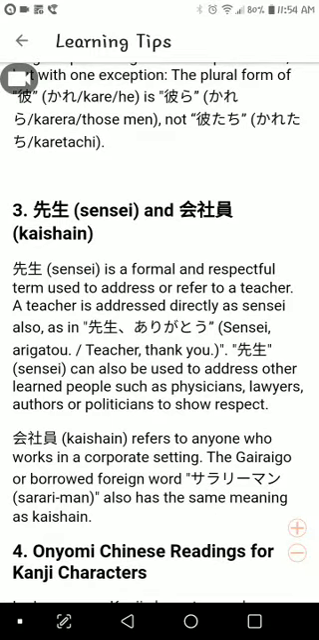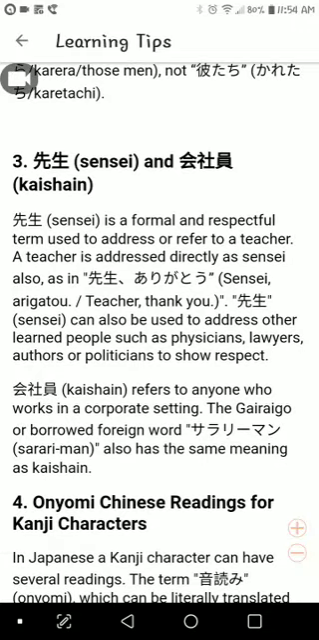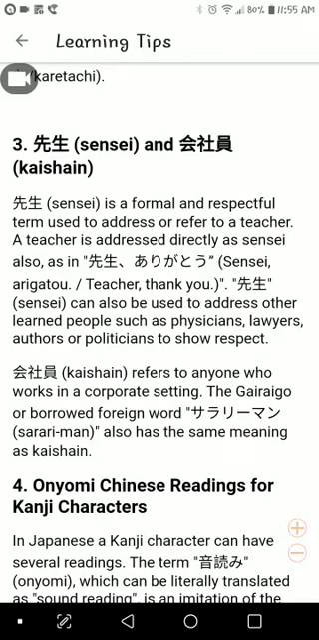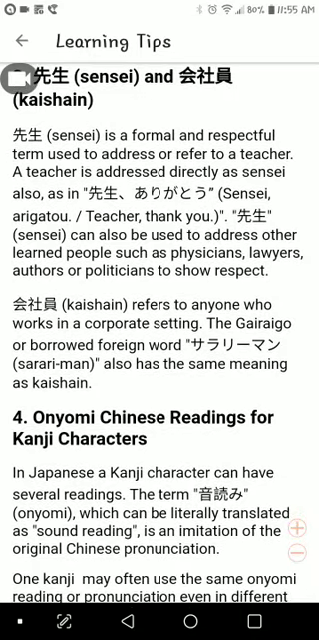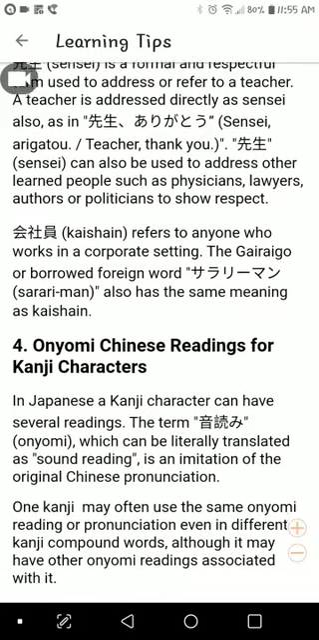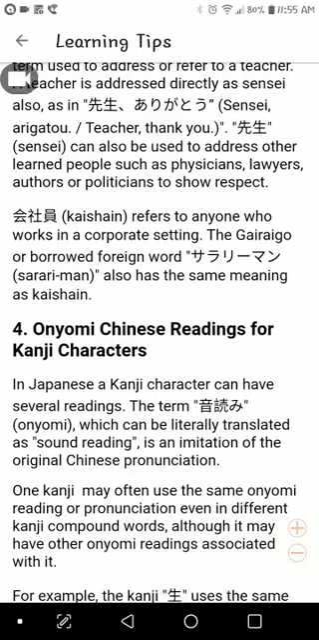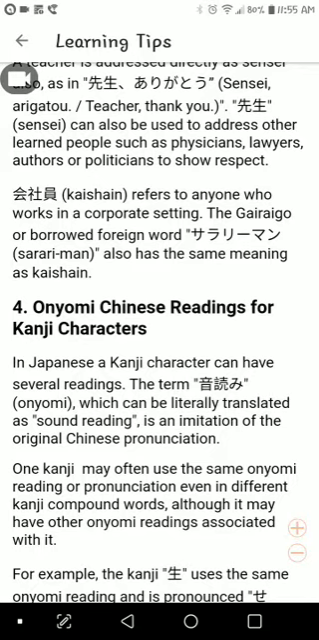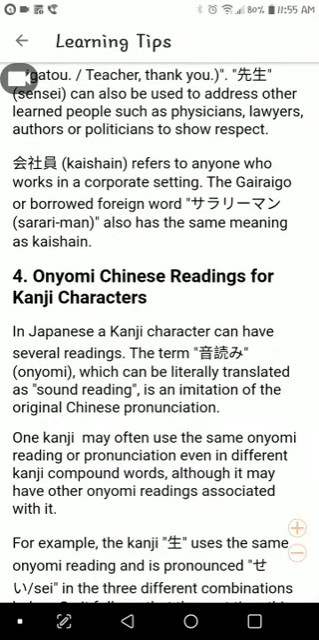Sensei and kaishain. Sensei is a formal and respectful term to address or refer to one's teacher. A teacher is addressed directly as sensei, as in sensei arigato, teacher, thank you. Sensei can also be used to address other learned people, such as physicians, lawyers, authors, or politicians, to show respect. Kaishain refers to anyone who works in a corporate setting. Sararīman is borrowed from a foreign word. Okay, yeah. It also has the same meaning as kaishain.